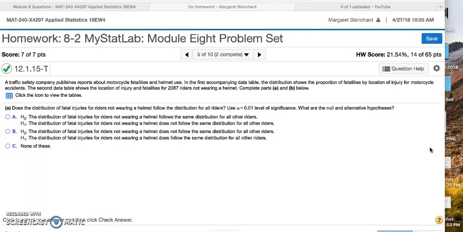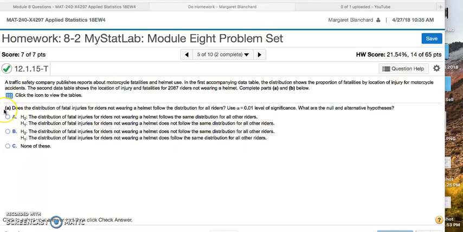So just to explain this a little bit, we have two data sets. One is the location of injuries based on fatalities for motorcycle riders wearing a helmet. The second data set is riders not wearing a helmet. So we want to compare: does wearing a helmet really have an impact on the location of the injury for fatalities in motorcycle accidents?